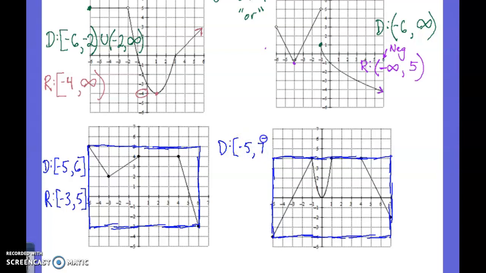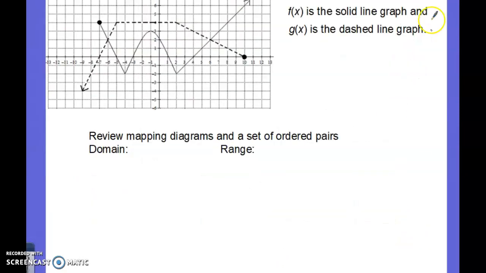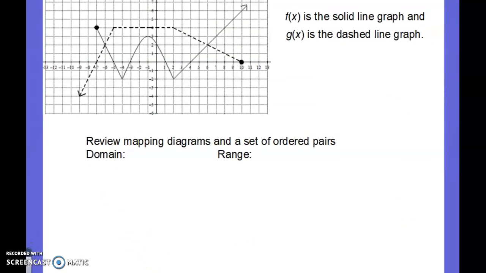-5 to 7, leftmost to rightmost, and the range is from the bottommost, -4, to the topmost, +4. Again, you probably don't want to do this box method when you have arrowheads on either side.